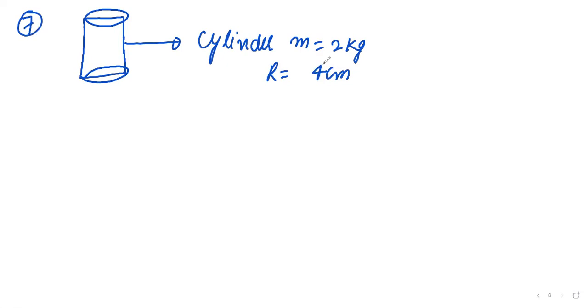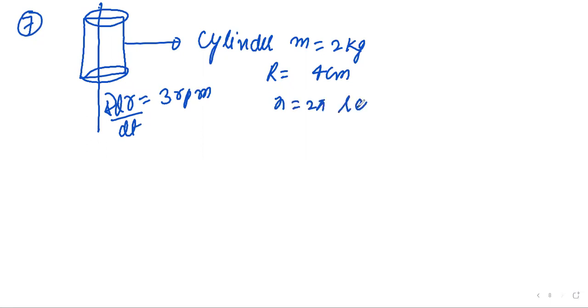It is rotating about an axis at a rate of 3 rpm. That is dθ by dt. The torque required to stop it after 2π revolution. So after 2π revolution you have to stop it. So how much torque will you apply to stop it? Let's see question number 7.